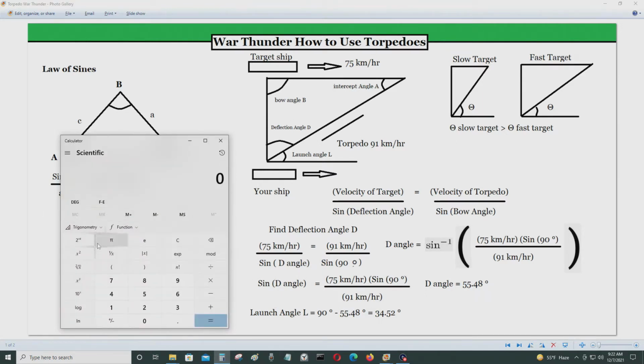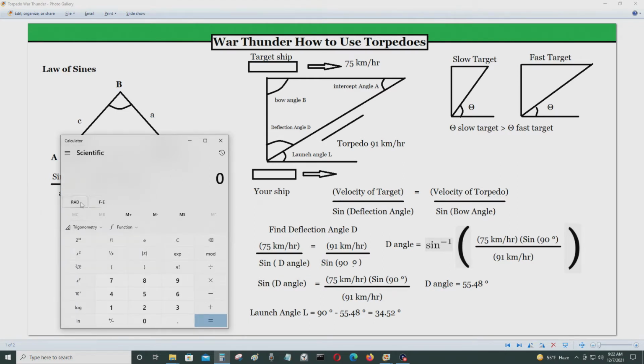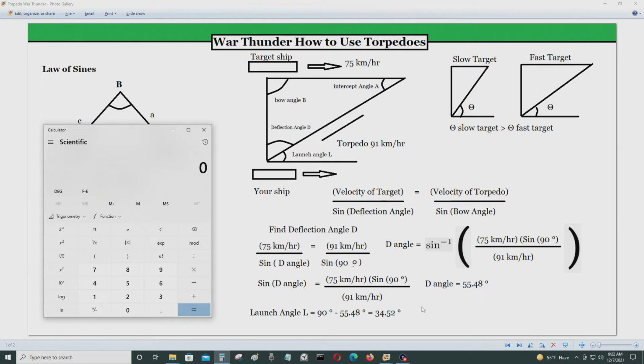So you just get your calculator out, make sure you switch it to scientific. I'm going to use degrees, not radians. So let's solve it. Basically 75 times sine of 90 degrees divided by 91, and we move this to that side. So sine of 90 degrees is what? I think it's 1. Okay, that's 1. So 75 divided by 91 is 0.824.